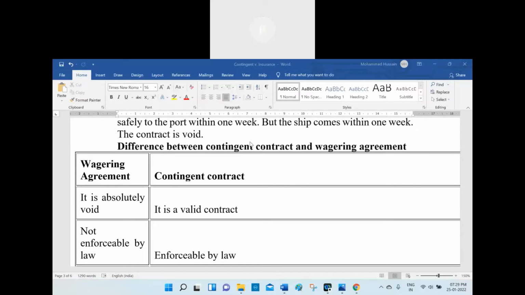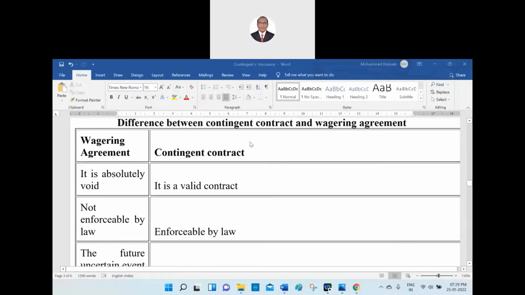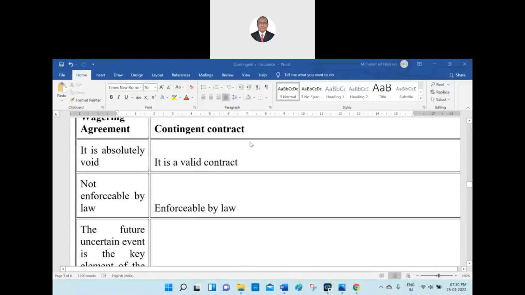Now let us see how the wagering agreement would be, and a contingent contract. A wagering agreement is absolutely void. A contingent contract is a valid contract, provided, as I told you, if the thing becomes impossible, it is void. If the condition is contrary to law, then it is void. Wagering agreements are not enforceable by law.